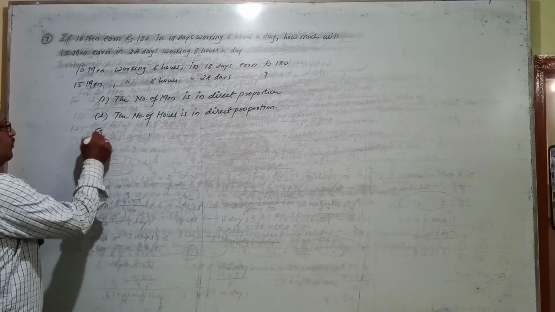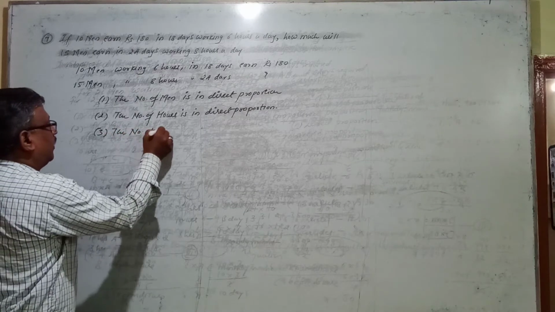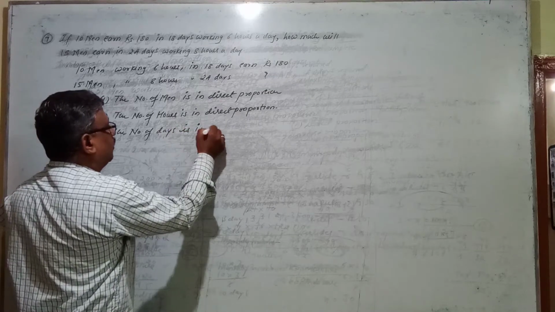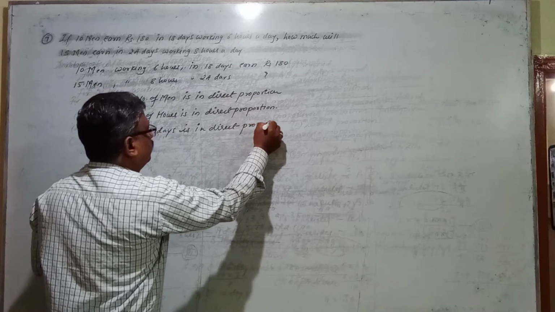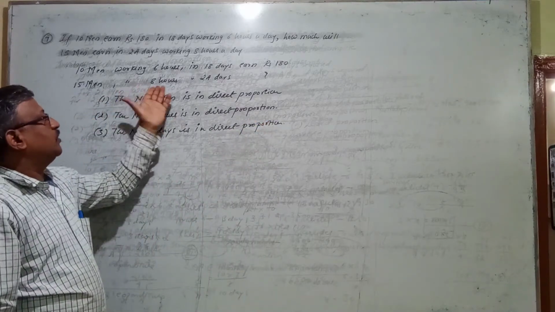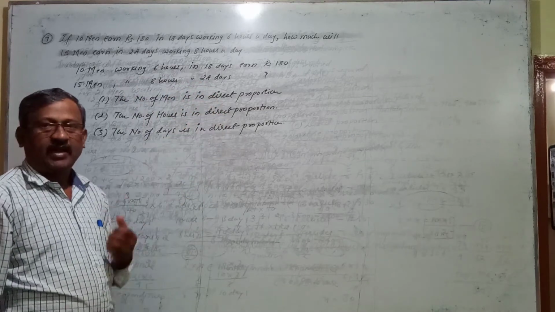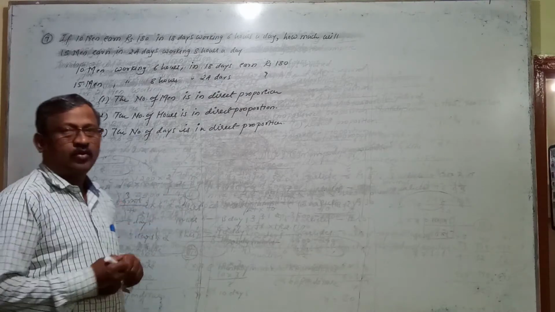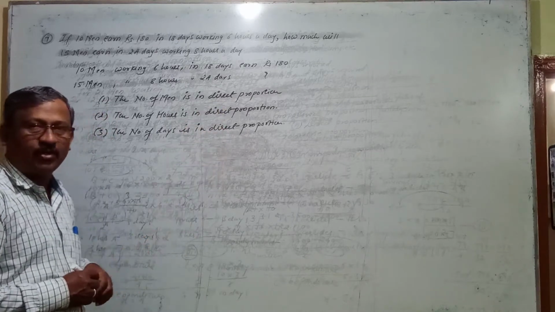So put number 3 here and write: the number of days is in direct proportion. So like this, first we have to check whether these ratios are in direct or inverse, and after recognizing whether they are in direct or inverse, then accordingly we have to put the proportion. So let's put the proportion now. One by one, accordingly you have to go on writing the ratios.